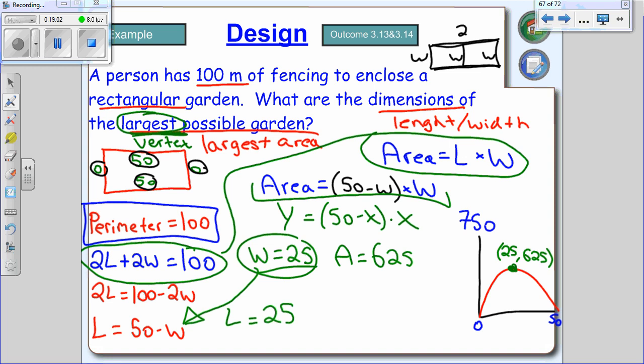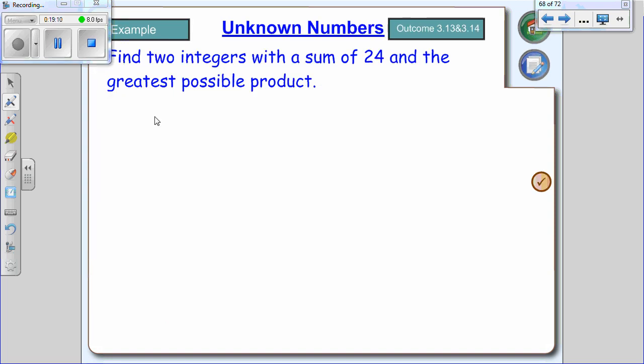Okay. Another one. So this one is one you're going to have to build. It says find 2 integers with a sum of 24 and the greatest possible product. Greatest means the same as largest. We just learned that largest means to find the maximum. So somehow we are going to have a graph and we have to find the maximum. Reading the question again: find 2 integers with a sum of 24 and the greatest possible product.